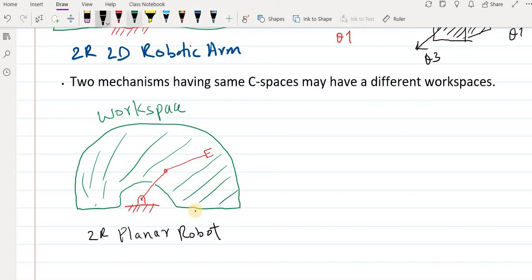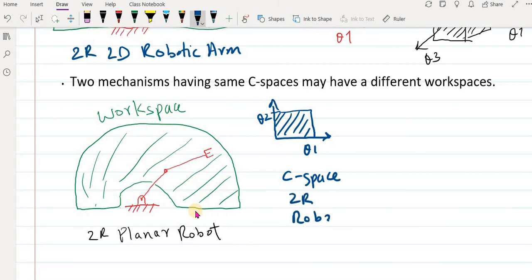Now let's draw another robot. For a 2R robot, the configuration space looks like this. Let me draw it. It's like here, where theta 1, theta 2, and then you have some area where all angles are given. So this is the C space of a 2R robot. Okay, now let's imagine again a 2R robot, but this time we have a slightly different one.